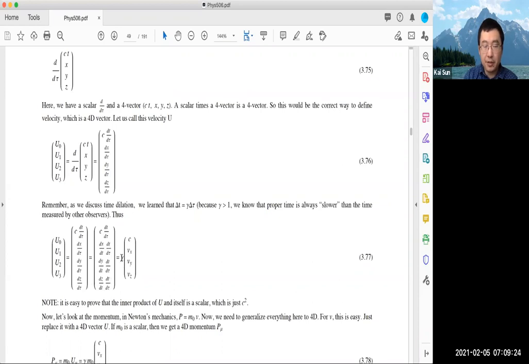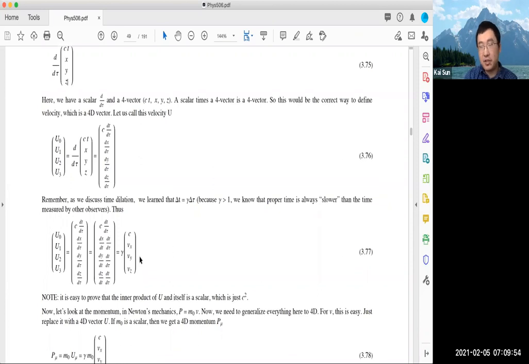I can put this common factor out, and this common factor dt/d tau, the ratio between lab time and proper time, is just gamma. The same gamma factor we defined earlier: 1 over the square root of 1 minus v squared over c squared. So the 4D velocity is actually the speed of light and the 3D velocity multiplied by gamma. That's our 4D velocity. And this 4D velocity is very close to the 3D velocity.